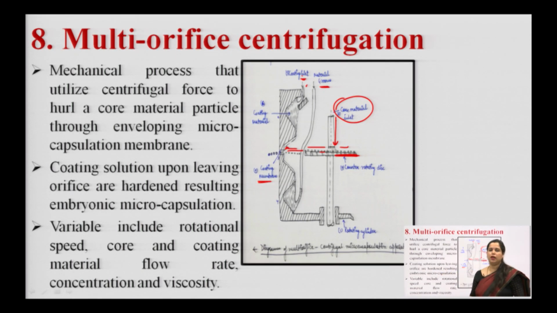This is a very important technique, and all mechanical processes lead to the formation of your microspheres, right. So, the coating solution upon leaving the orifice is hardened, resulting in microencapsulation. Variables include the rotational speed of the film, so that thin and thick films can be formed, core and coating material flow rate, and concentration and viscosity. The higher the viscosity of the polymer solution, the greater the size of the microcapsules. The higher the concentration of polymer, the thicker the layer formed on the core material.